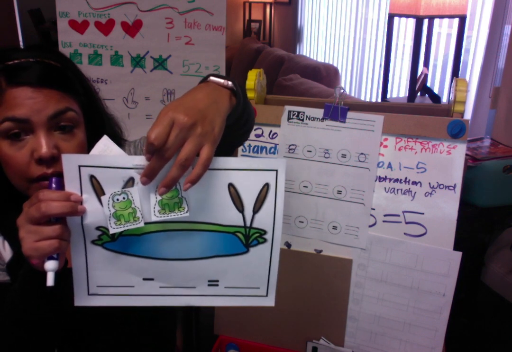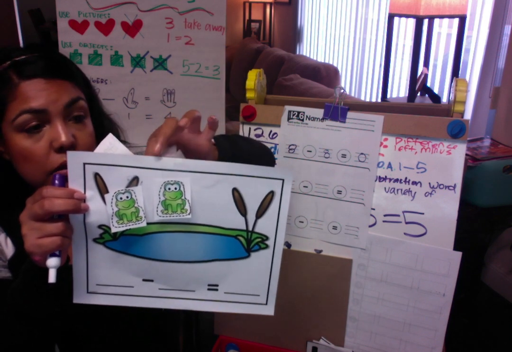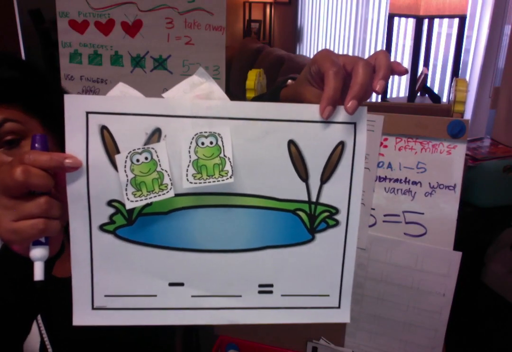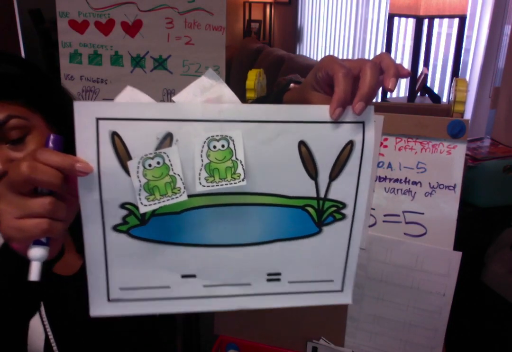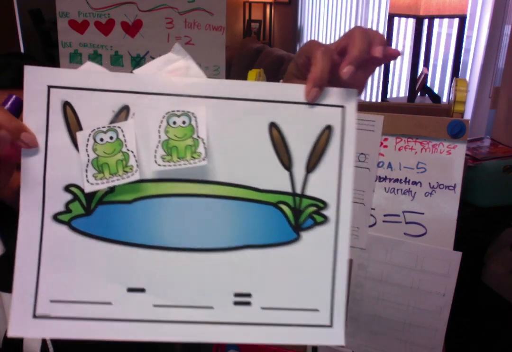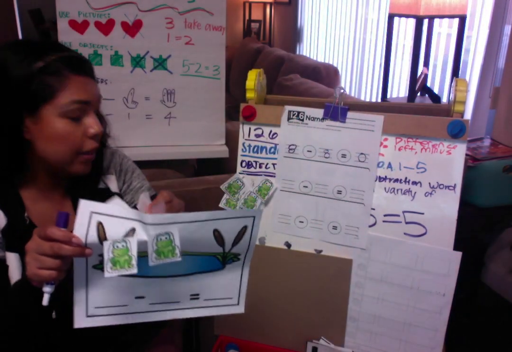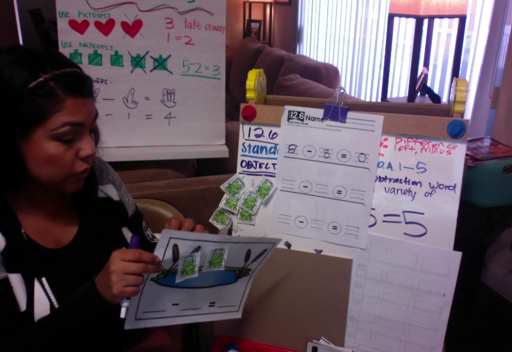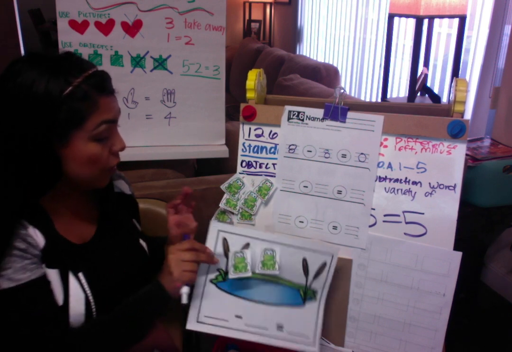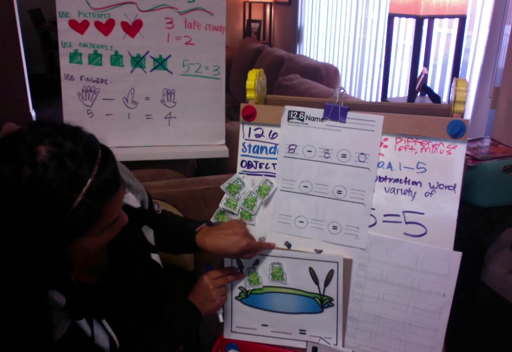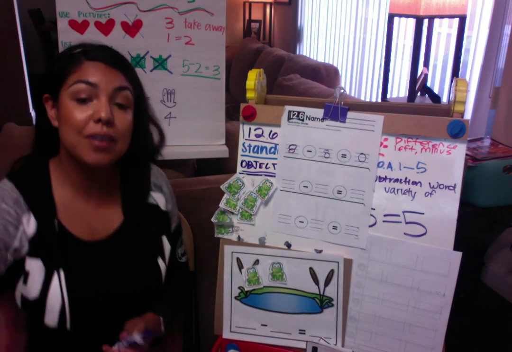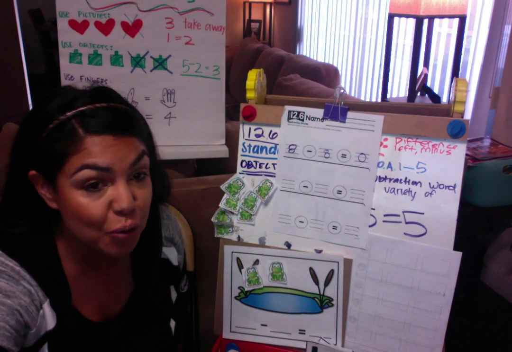Take the froggy out. So how many are left, Maverick? Look at that. Count my froggies, Maverick. Good. I only have 2 left. Good job. I only have 2. Good job, sweetheart. Very good. So now we have one more story to go.